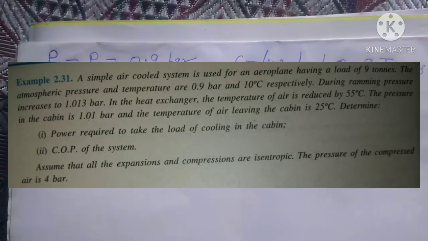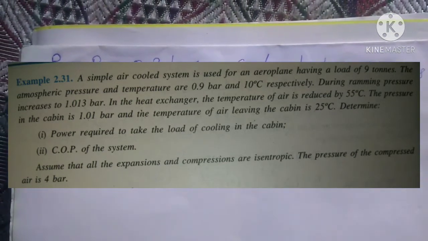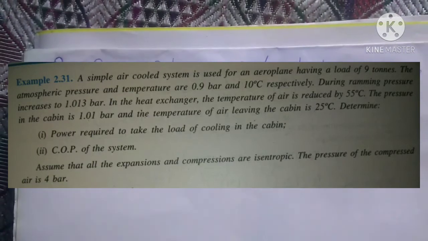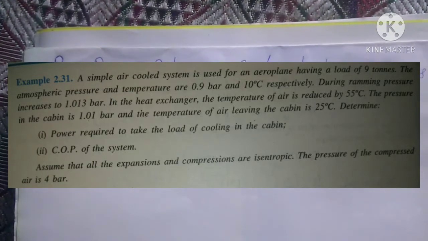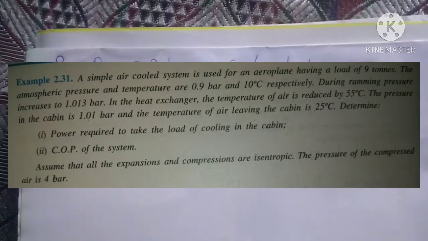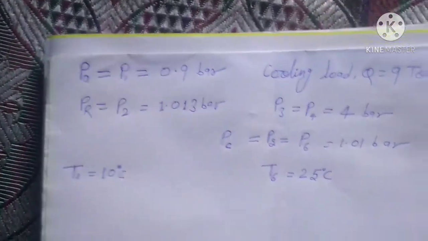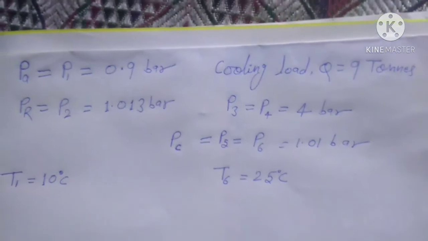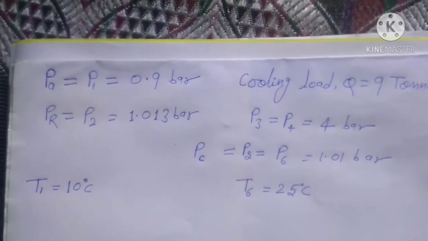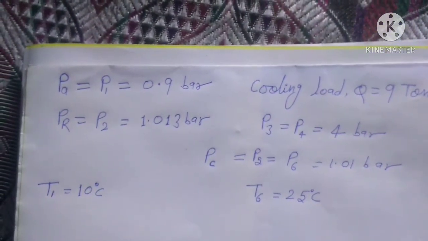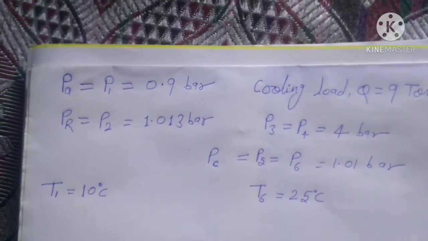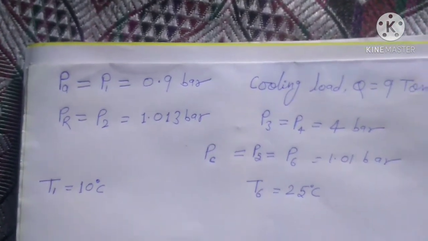A simple air cooled system is used for an aeroplane having a load of 9 tons, that means cooling load Q equals 9 tons, as given in the question. The atmospheric pressure and temperature are 0.9 bar and 10 degree centigrade respectively.